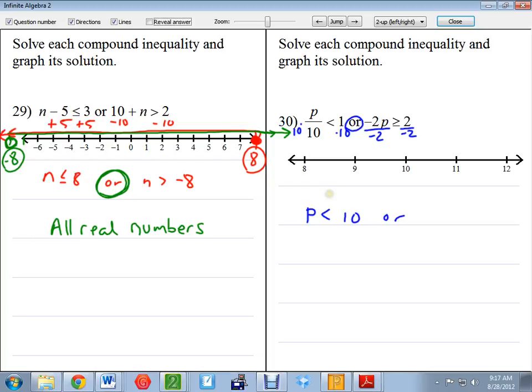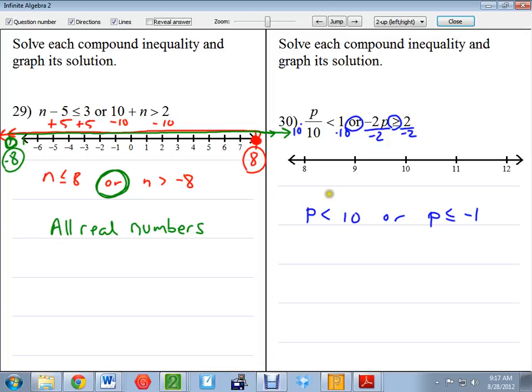And when I divide both sides by a negative 2, don't forget that we have to flip the inequality sign around because we're dividing by a negative. And this will get me p is less than or equal to negative 1. Now, if I'm going to go ahead and graph these, you'll notice, again, my number line is not quite right, and there's a good reason for that for this one.